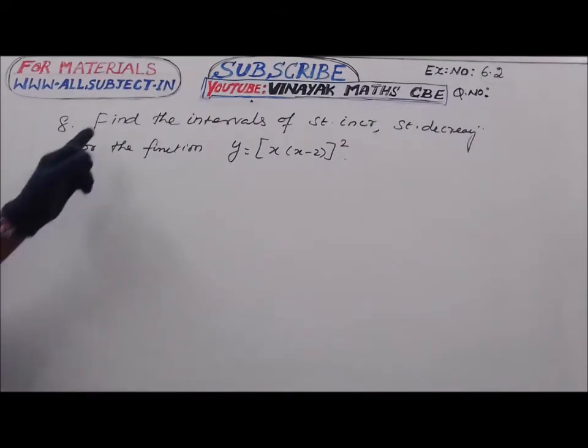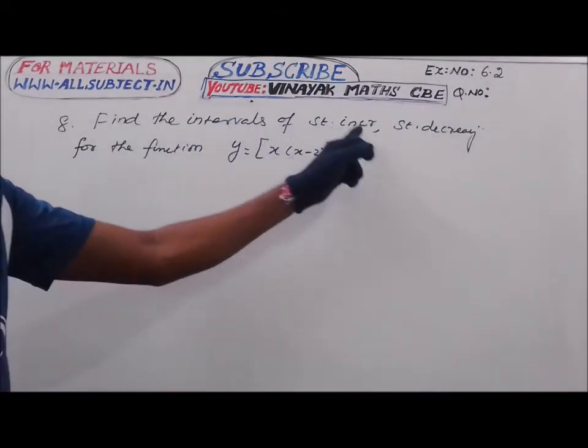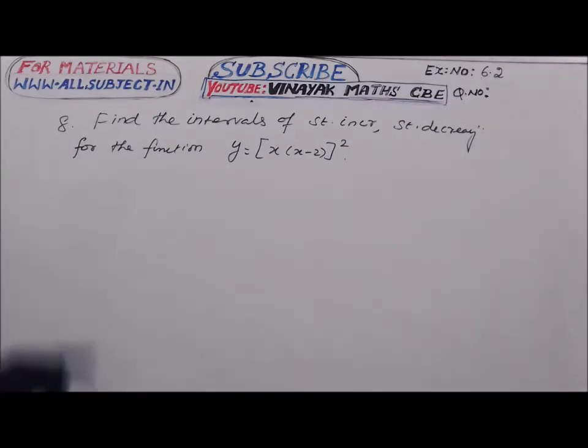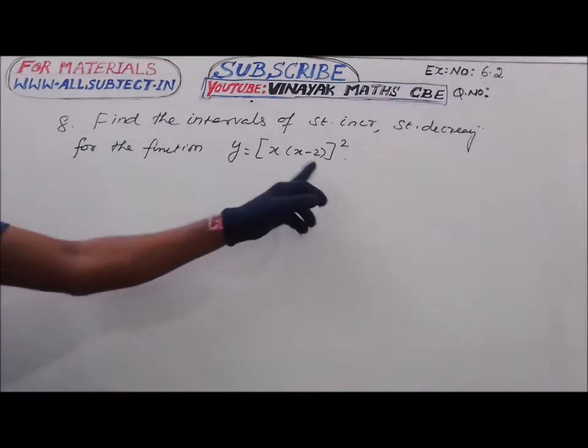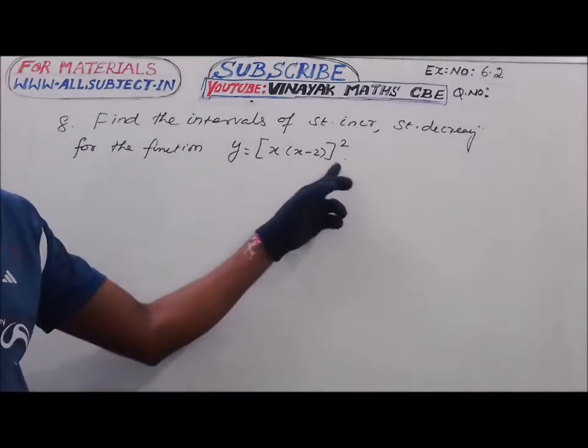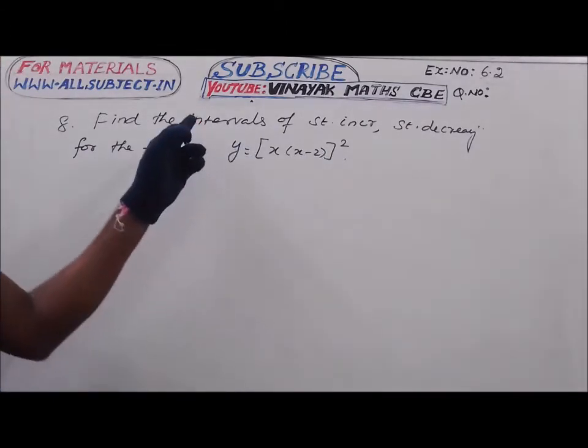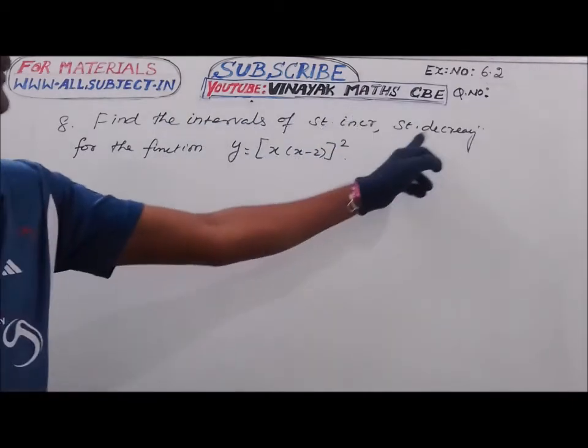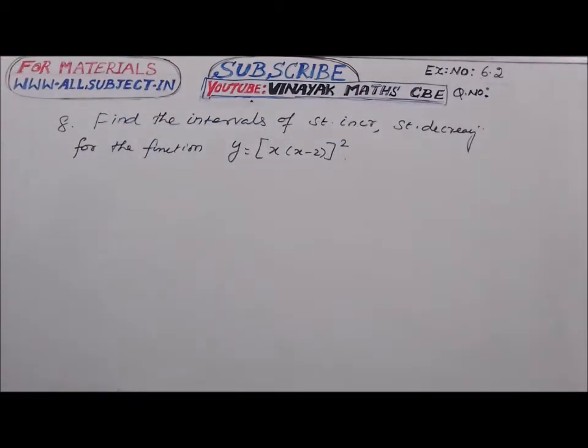Question number 8. Find the intervals of strictly increasing and strictly decreasing for the function y equal to x into (x minus 2) whole square. For the function y equal to x into (x minus 2) whole square, find the strictly increasing and strictly decreasing intervals. So we need to find dy by dx.